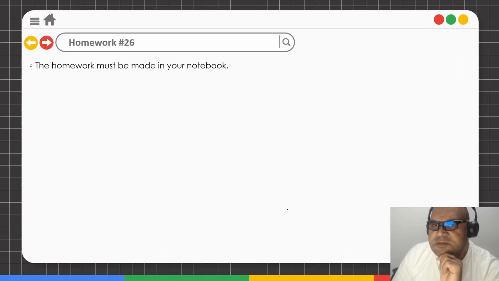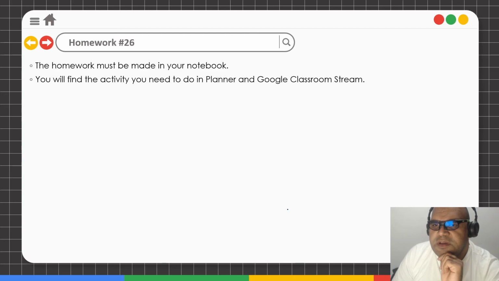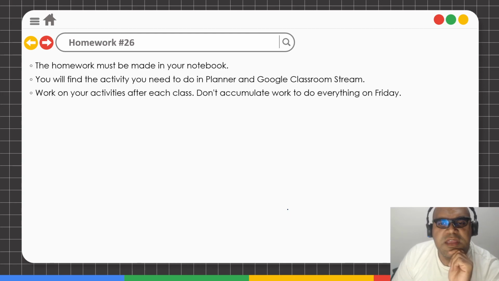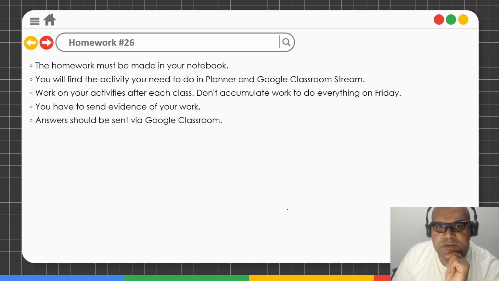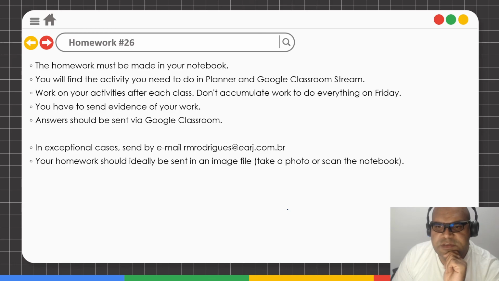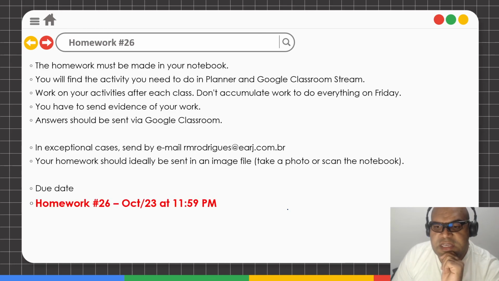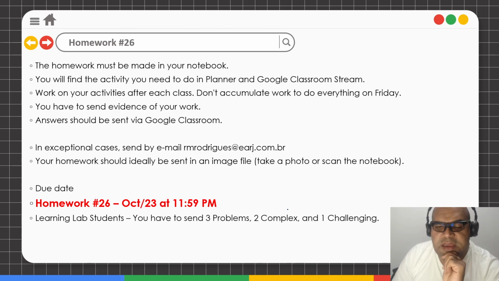Homework number 26, we have a little change as I told you before. Now the homework is a portfolio. Great. I will check this each class online. Google Classroom, you have to send it to me. The due date, as you notice, is on a Saturday, to be sure you have extra time to work on this. Saturday is the due date for homework now.